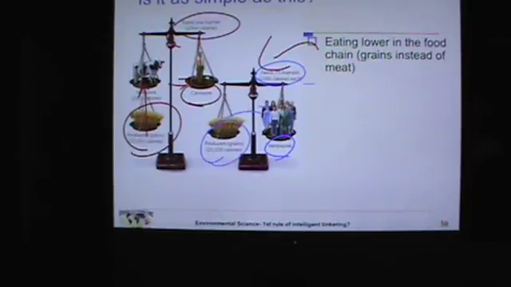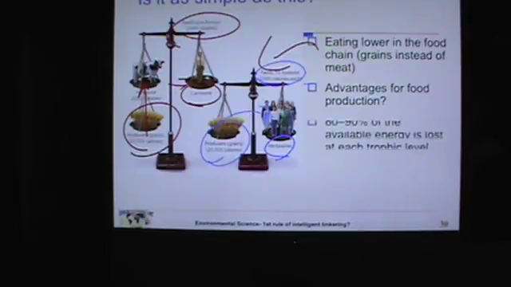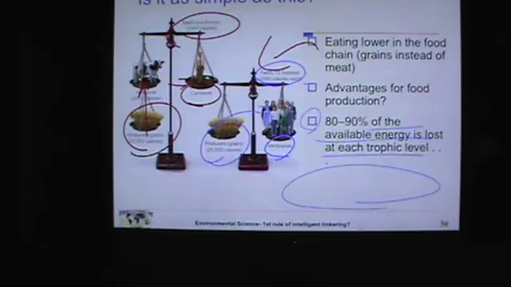On the other side, more like us, 20,000 calories of grains will support one cow, which supports one of us. Notice on the right-hand side, where you just eat the grains, you can feed 10 humans on that 20,000 calories. Advantages for food production, certainly in rural areas. 80 to 90% of the available energy is lost at each trophic level.